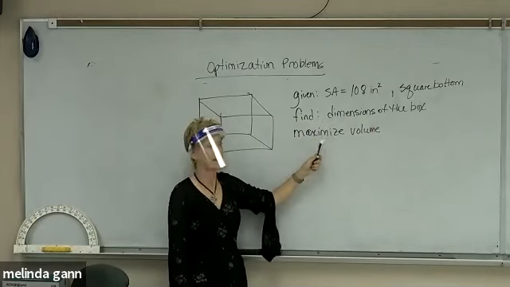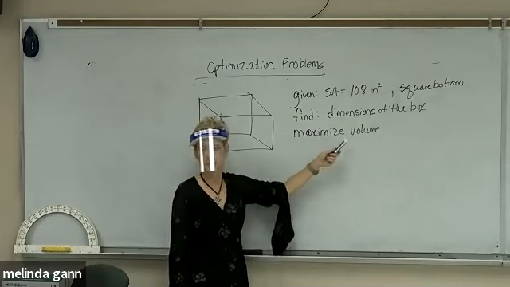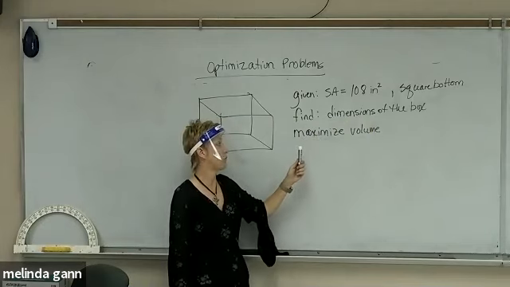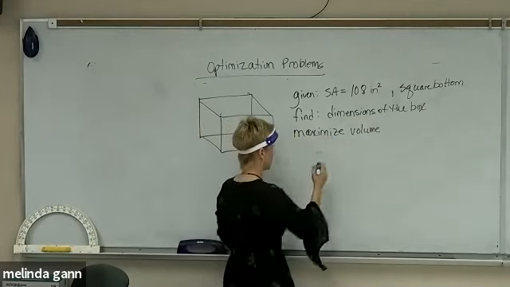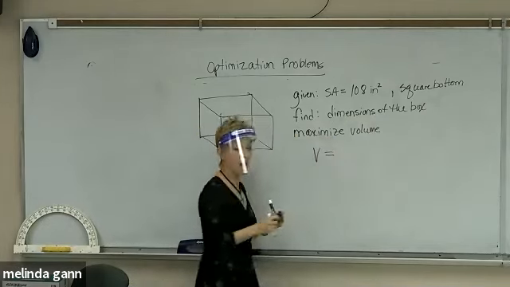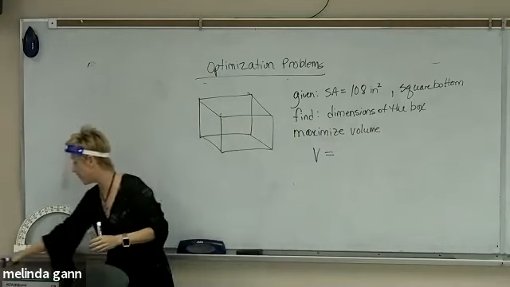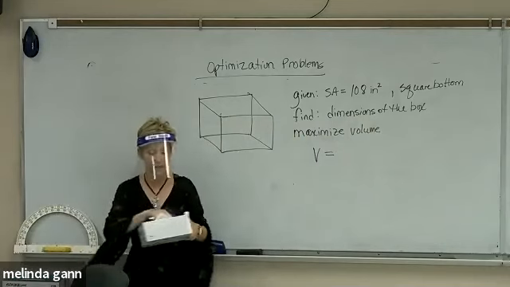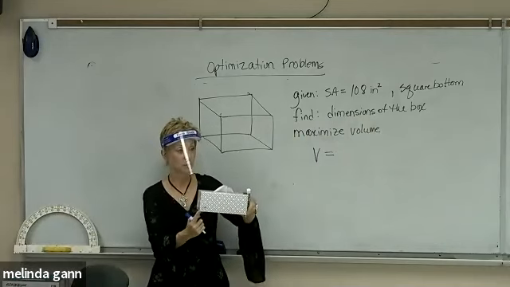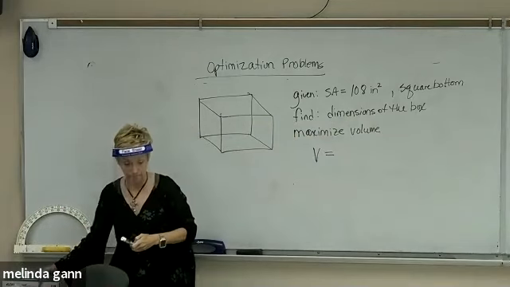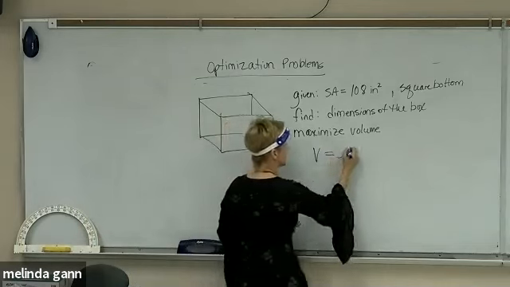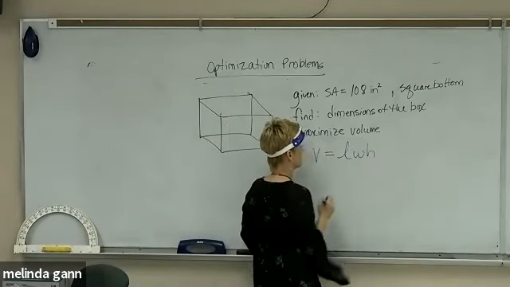Now your third step said to write a formula for whatever you're maximizing. So what am I about to write a formula for? The volume of that box. Now, how do you find the volume of a box? Like if I want to find the volume of this Kleenex box, what am I going to do? Length times what? Width times what? Height. So length times width times height.